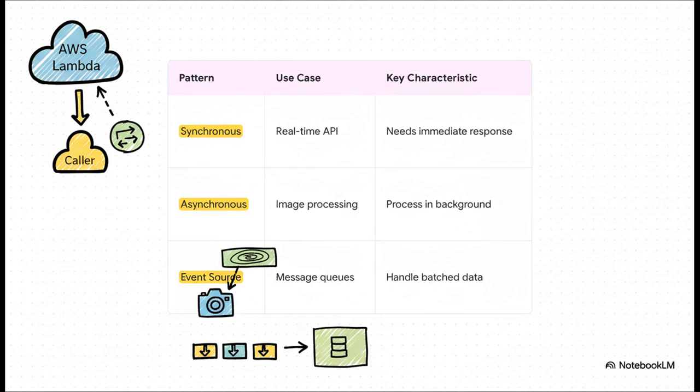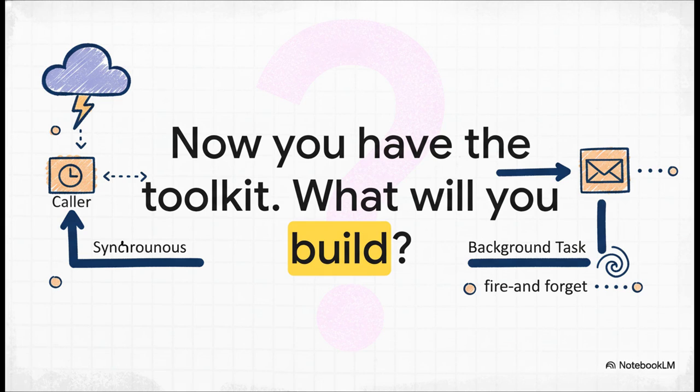Are you kicking off a long background job, like processing a video? Go asynchronous and free up the caller immediately. And are you trying to drink from a data fire hose, like an SQS queue? Let an event source mapping do all the heavy lifting of polling and batching for you. See, understanding invocation isn't just some boring theory. It is the absolute key to designing serverless applications that are robust, scalable, and cheap to run. You now have the fundamental patterns you need to build almost anything you can imagine.